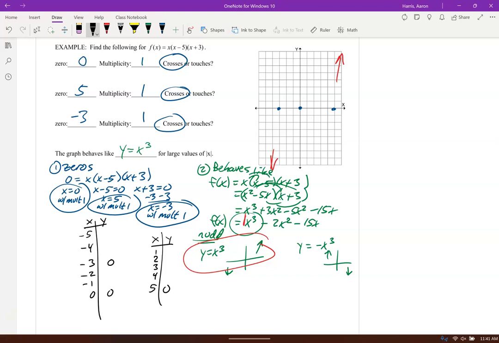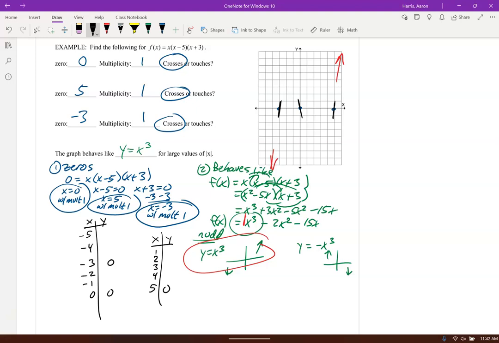Again, just enough to kind of get a feel for it. It doesn't have to be exact. Really, we already kind of have a feel for it because we know it's got to cross through here. It's going to have to come down and cross through there again, and then it's going to have to go back up and cross through there. So we kind of already have a decent feel for this.